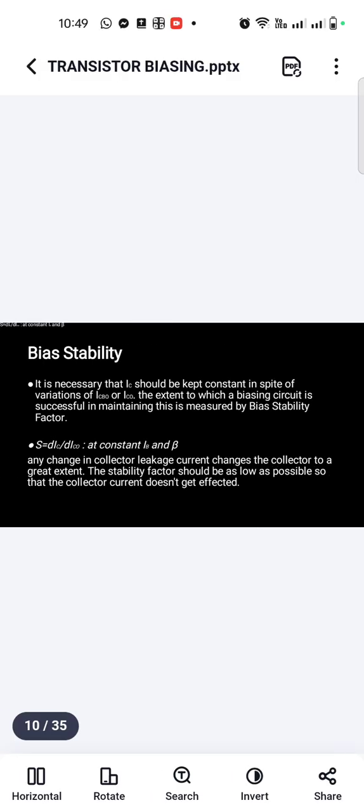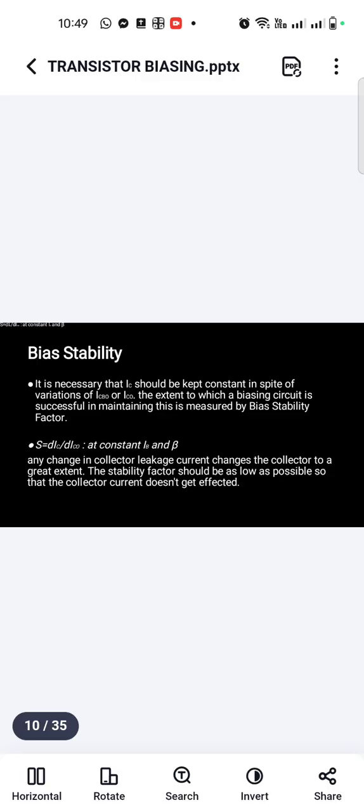What is bias stability? It's necessary that IC should be kept constant despite the variation of ICBO and ICO. In order to maintain this IC constant, we use the stability factors. What are the stability factors? S, S dash, S double dash.